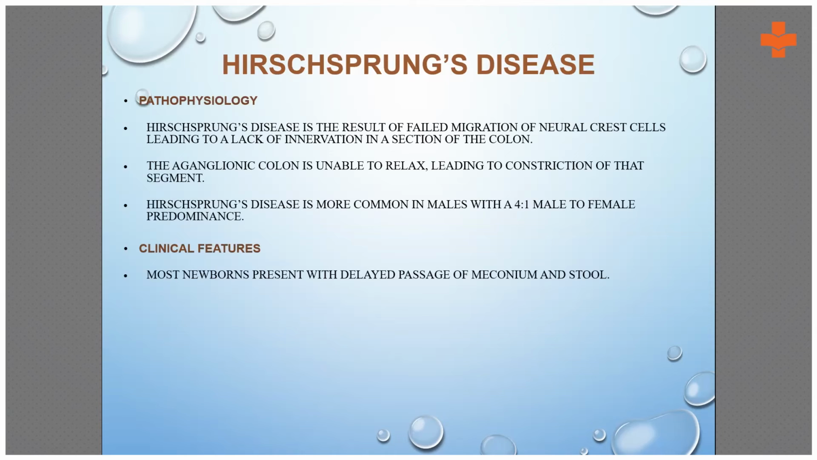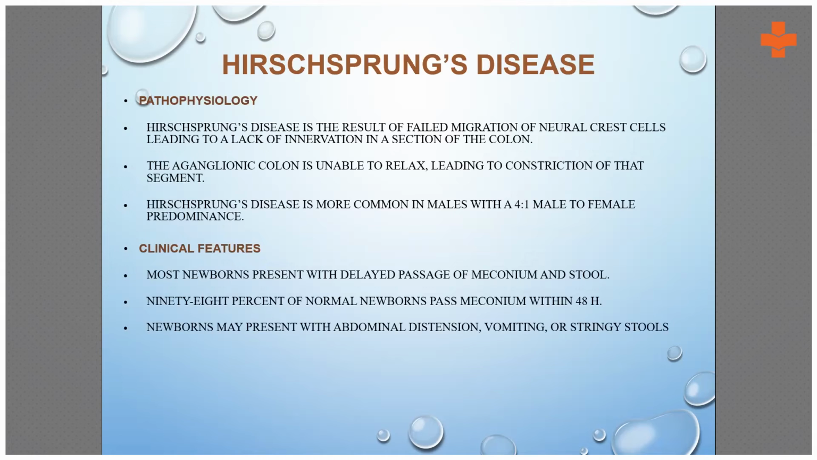Most newborns present with delayed passage of meconium and stool. Normally, newborns pass meconium within 48 hours. If you find that the baby after birth has not passed meconium for more than 6 to 7 days, think about it. The baby presents with abdominal distension, persistent vomiting, and stringy stools. The physical examination reveals a tight anal sphincter and explosive stool with rectal examination.